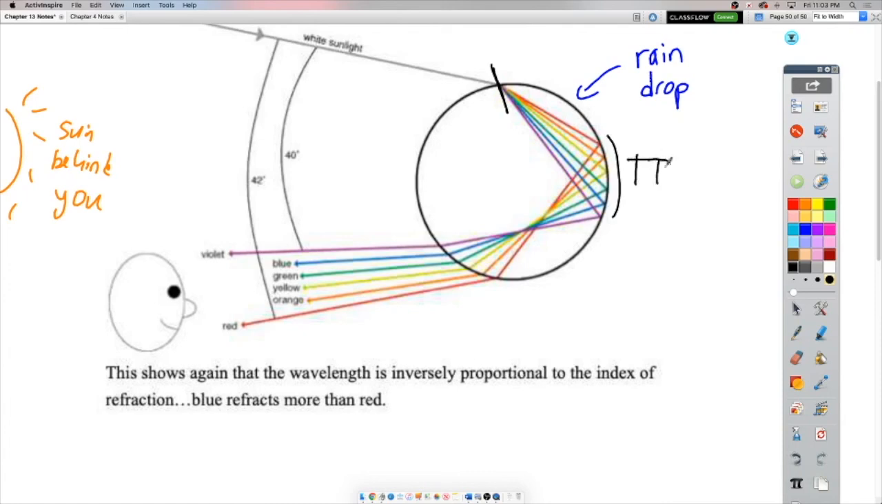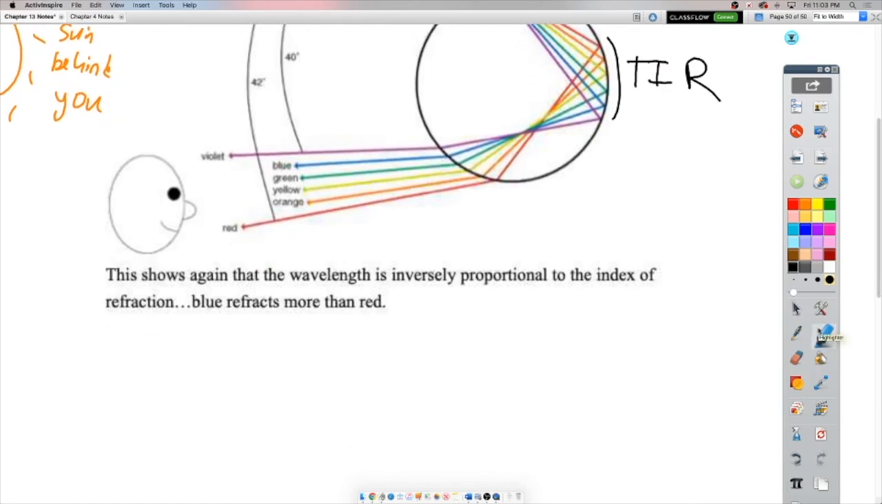So what do you get? Total internal reflection. And then it gets reflected back to you, refracted more, and separated out. And it's had a long ways to go. So you get this beautiful spectrum, aka a rainbow. Okay, and that wraps up the last topic for this week. Just a reminder, blue refracts more than red.